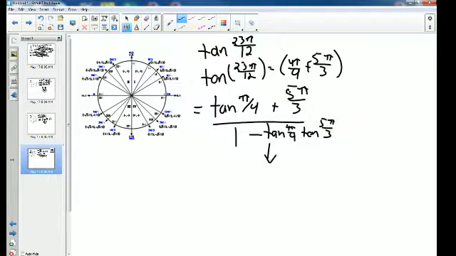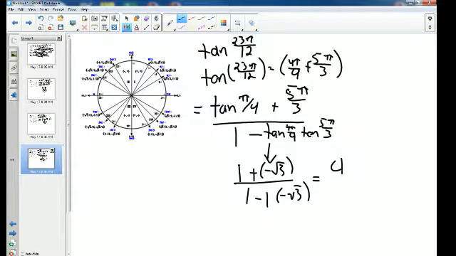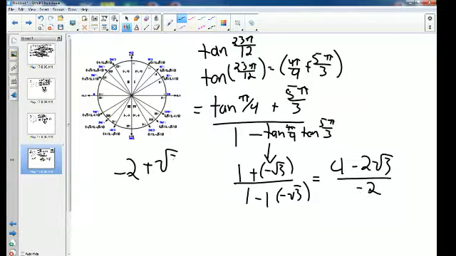This becomes, once you find values on the unit circle, 1 plus negative root 3 over 1 minus 1 times negative root 3. When you simplify this, you will get 4 minus 2 root 3 over negative 2. And then once you simplify this by dividing the negatives, you will get our answer over here of negative 2 plus root 3. See? None of this was that hard. It's just slightly complicated and a lot of paperwork.